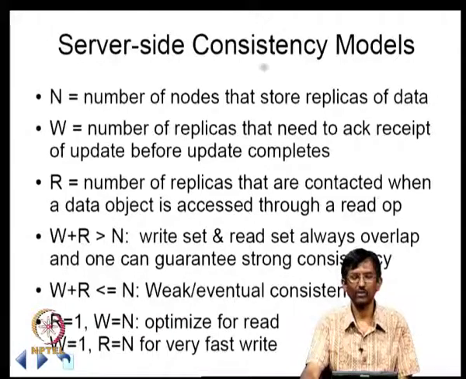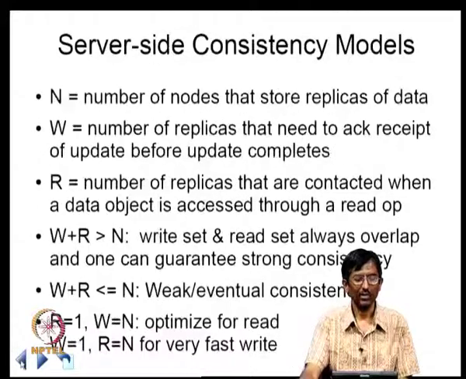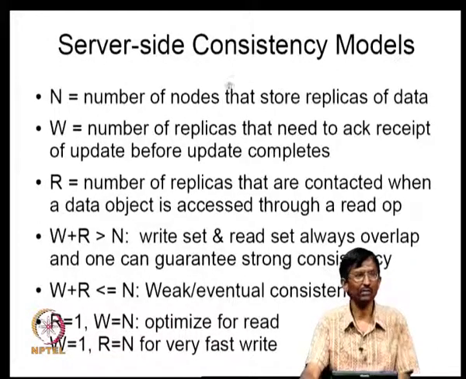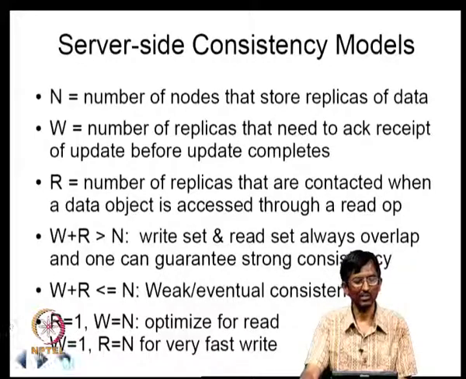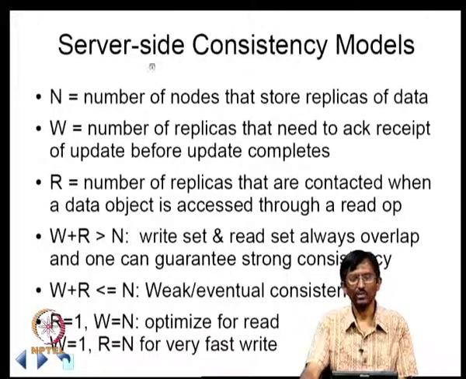So I think we can quickly summarize some other kinds of models. Basically, you can have either server side consistency models or what are called client side consistency models. The client side consistency models are those about what the client sees, and the server side is about, if it has replicas, how it ensures that anything is updated and how it manages that. One comes from what the server has to do, the other is what the client finally sees.